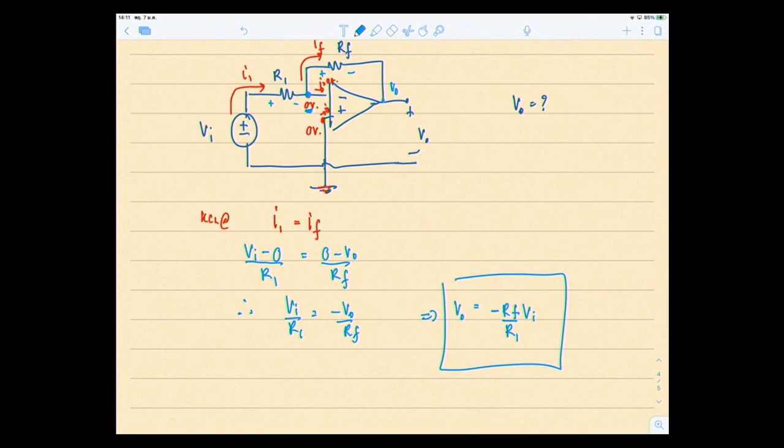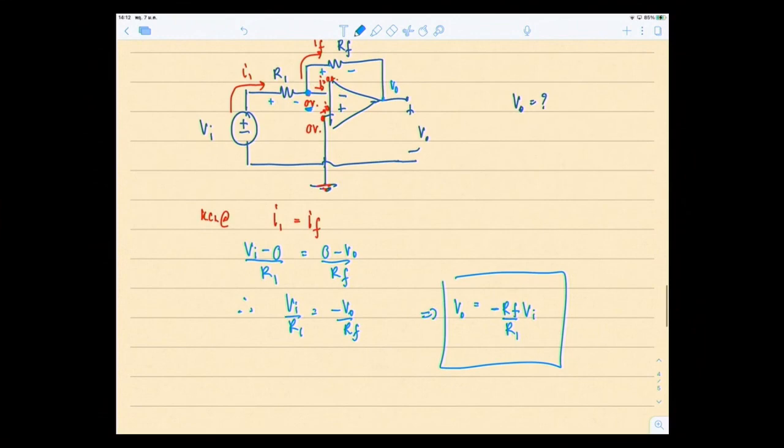If your input VI is positive, your V out would have a negative value due to the minus RF over R1. If your input is negative, it becomes positive. You inverted the sign. The magnitude is amplified by the gain RF over R1. Since you invert your input values, this configuration is called the inverting amplifier. You can see that your signal input is connected to the inverting input terminal. So these are the two major ones that you need to try to grasp.